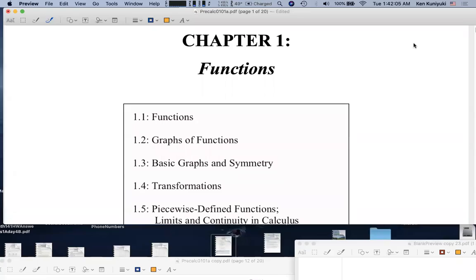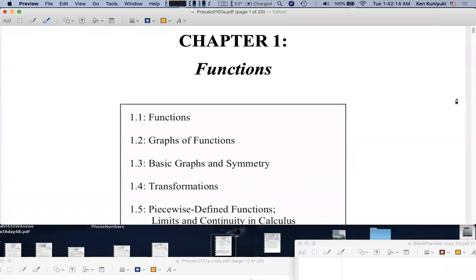Hi, everyone. Let's start Chapter 1 on General Function Theory. And we're going to start with Section 1.1 with an introduction to functions. We'll go through the first part of it very quickly.